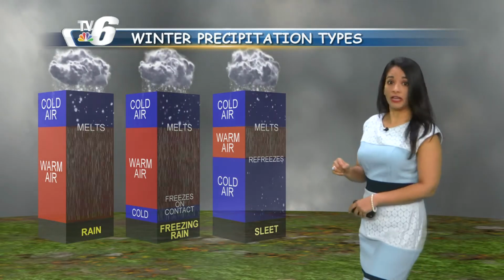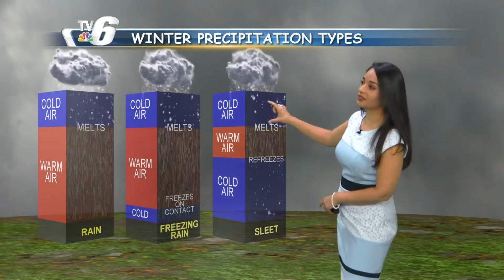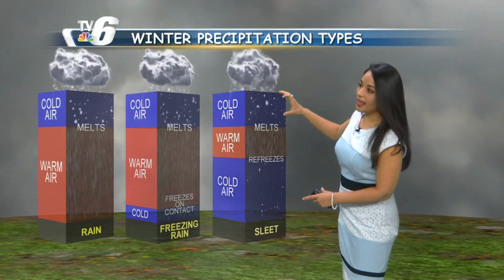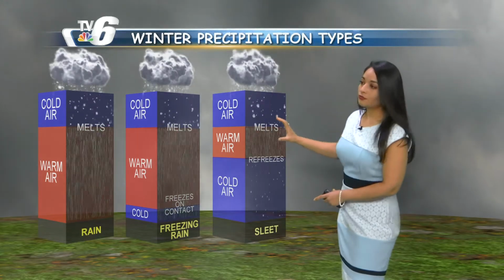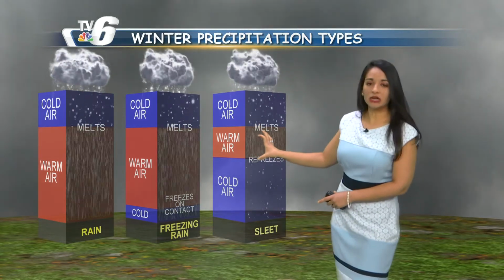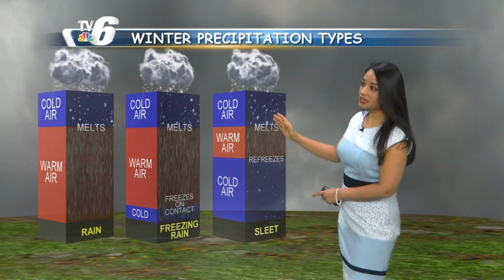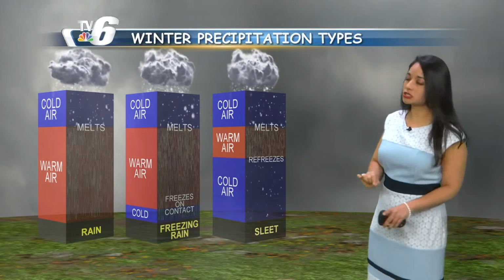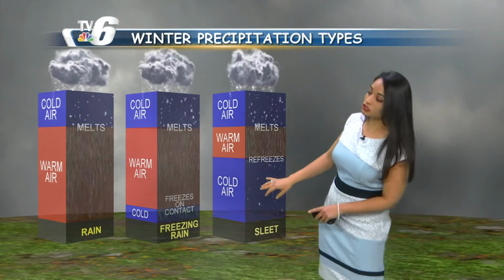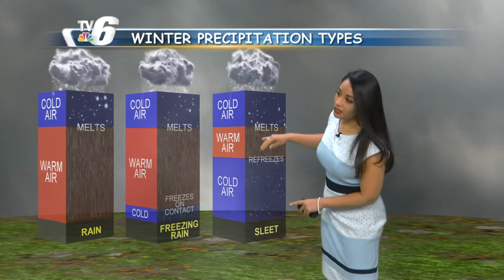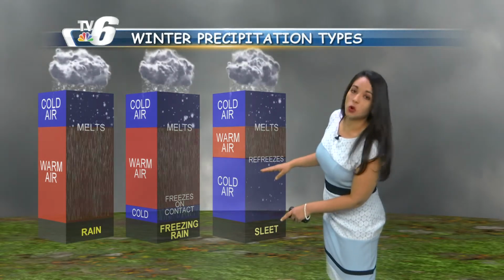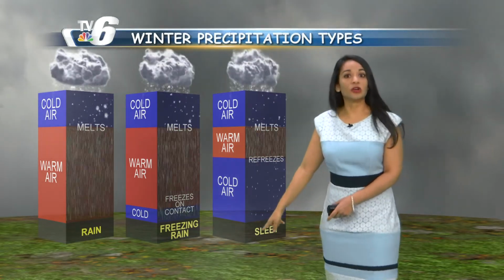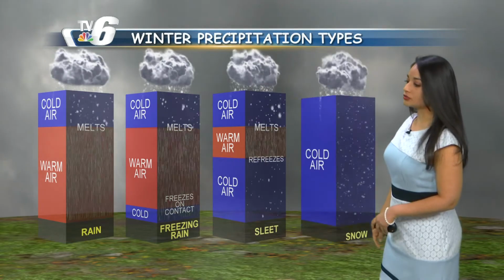And then the third type is sleet. We start off, again, with ice crystals and snowflakes at the top of the cloud, at the top of the atmosphere. That ice crystal and snowflake falls and it encounters a shallow layer of warm air. Within it, it starts to melt. It partially melts. It does not completely melt. As that partially melted snowflake continues to fall, it falls through a deeper layer of cold air where it refreezes into little ice pellets, otherwise known as sleet, once it reaches the ground's surface.